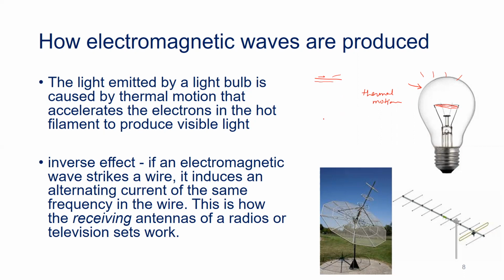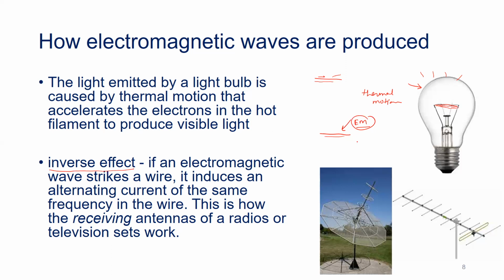Now, this was the direct effect, and another is called the inverse effect. So what is the inverse effect? For example, there is this wire and there is no current flowing through it, and if the EM wave strikes this wire, it will induce an AC current inside this wire. The charges will start flowing in this wire, and the frequency of that AC current would be the same as the frequency of the EM wave.